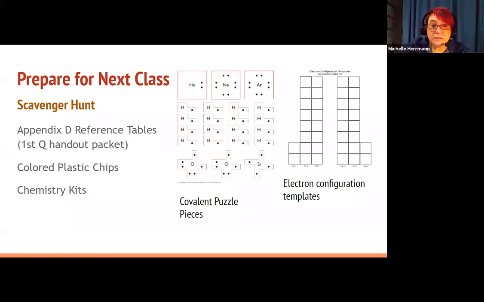You have a chemistry kit. One that you got in September and another one that you may have picked up Friday, or you're going to school and you're going to pick it up today and tomorrow. So that's something you need to find. And then there's stuff that I sent you in the mail. There are these electron configuration templates. They're squares, like big columns of squares. We're going to talk about more of that this week. And then some covalent puzzle pieces that I mailed you.